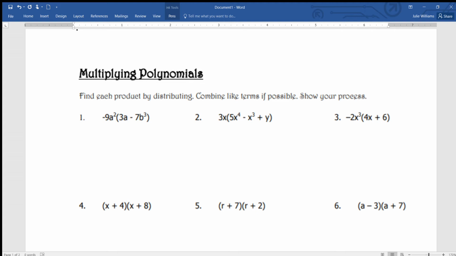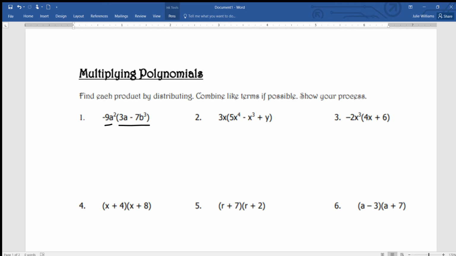We worked on multiplying polynomials just prior to break, but I wanted to start with that and then we can get into quadratics after this. We're going to start simple with just a monomial times a binomial. We're just using the distributive property, and that's actually all that multiplying polynomials is. No matter if you have a binomial, monomial, trinomial, whatever you have, it's just distribution.